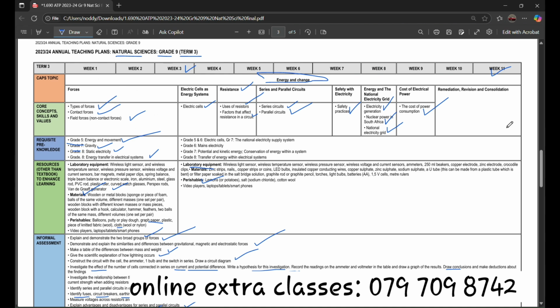and then of course within the 10th to 11th week there's gonna be a remediation, revision, and consolidation, which is more like a DIY revision, so that you can understand more about the subject.